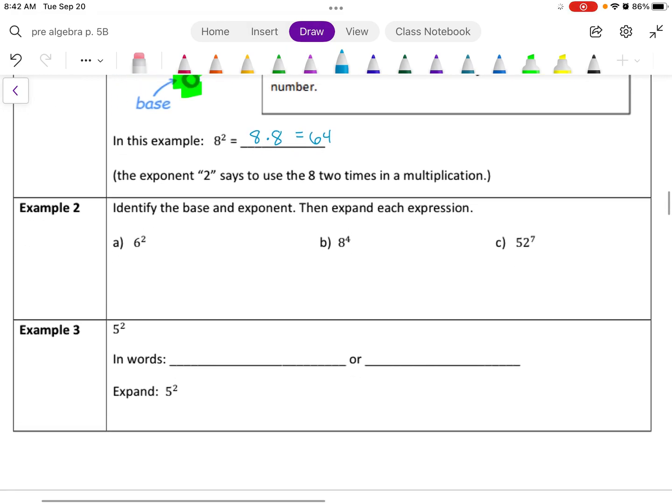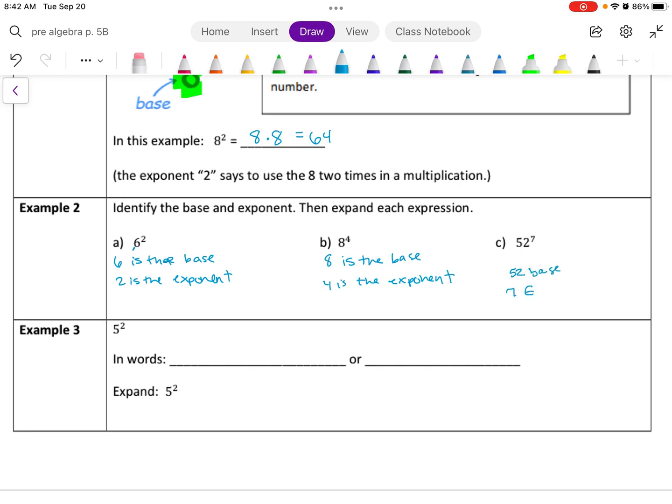Example 2, we want to identify the base and exponent of each and then expand each expression. So 6 to the second power, 6 is the base, and 2 is the exponent. 8 to the fourth power, 8 is the base, 4 is the exponent, and then 52 to the seventh power, 52 is the base, 7 is the exponent. So the base is what we're multiplying, the exponent is how many times we're multiplying it.